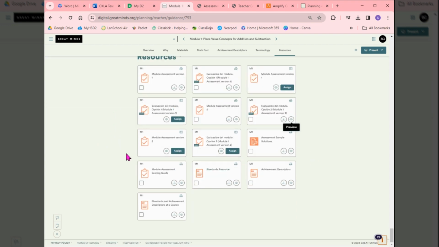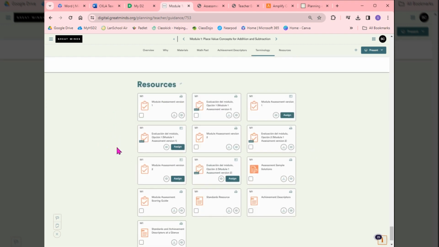And then an overview of all of the resources that we just looked at. The important one for us to take a look at in this section is the assessments. They're in other places too. You don't have to go here to see the assessments, but you will need the assessments for your study guide and the achievement descriptors. So take a look at these and familiarize yourself on where students need to be by the end of your module.